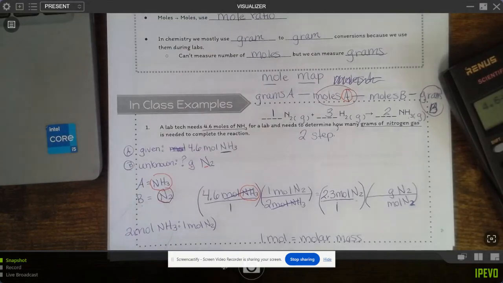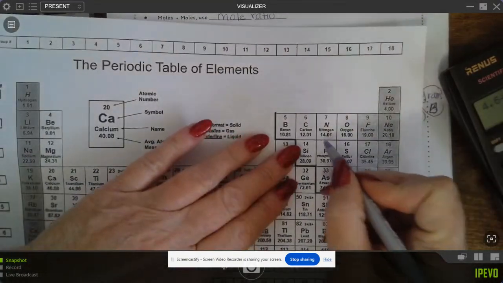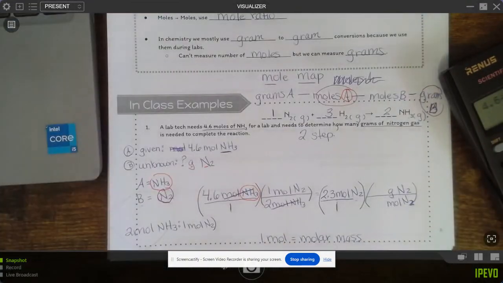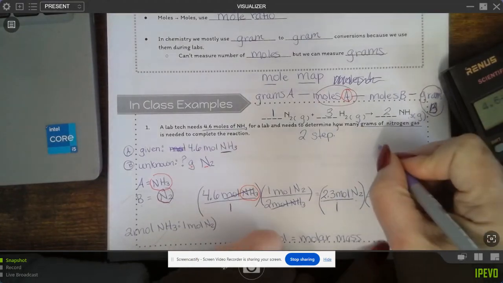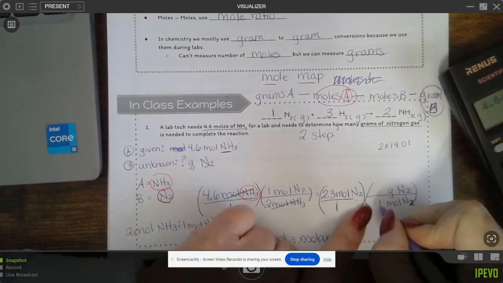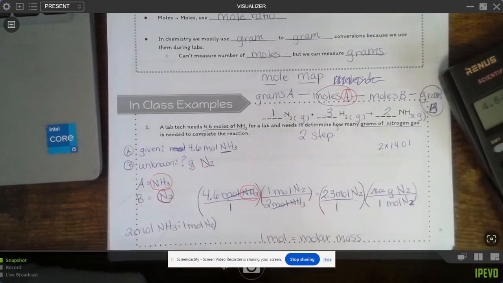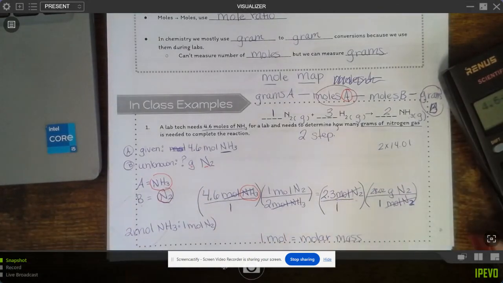So if you have a periodic table, take a look, find nitrogen. The molar mass of nitrogen is 14.01 grams. All right, remember we've got 2 of them. So I need 2 times 14.01. 1 mole is going to be equal to 28.02 grams. My moles of nitrogen are going to cancel out.